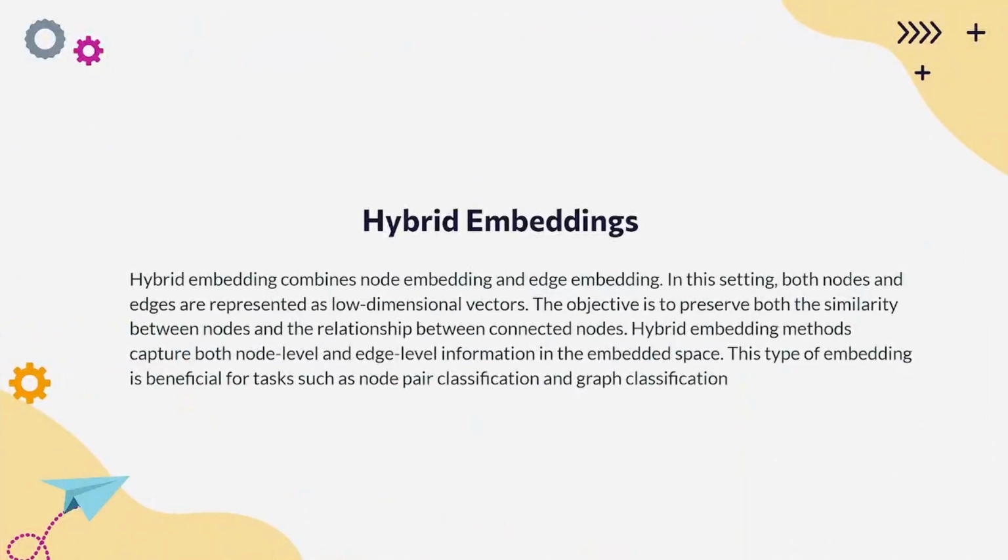So coming on to the hybrid embedding part, hybrid embedding combines node embedding and edge embedding.